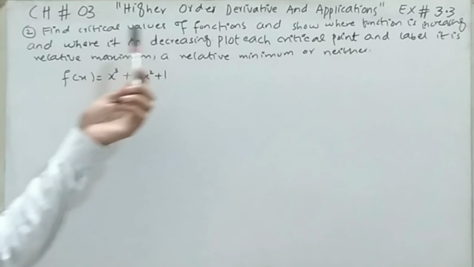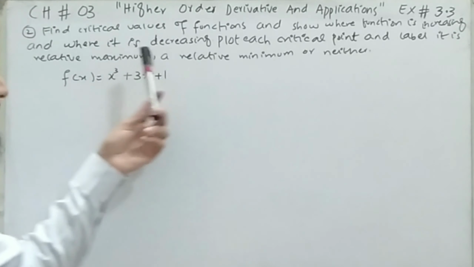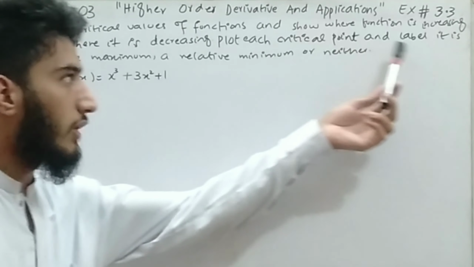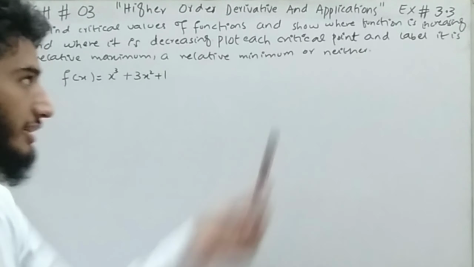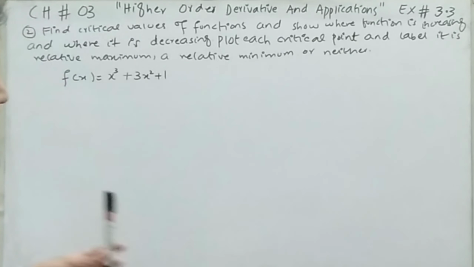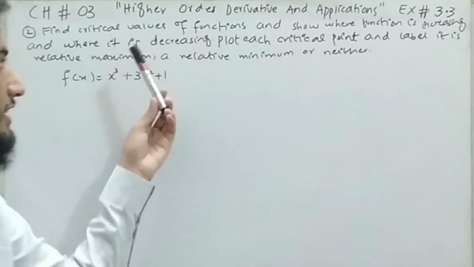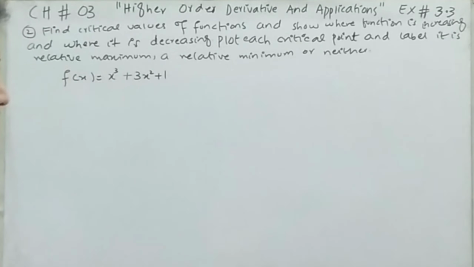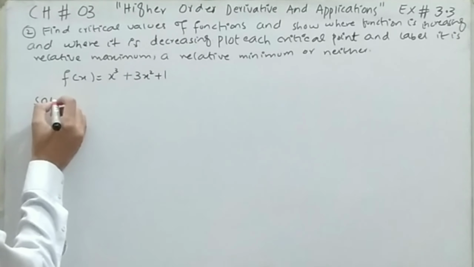It tells that find the critical values of functions and show where the function is increasing and where the function is decreasing. Plot each critical point and label it as the function is either relative maxima or relative minima or neither. So it means there are three parts in this question. First we will find critical values, then we will show increasing, decreasing function, and the last we will find the relative maxima and relative minima. So move toward the solution of this problem.